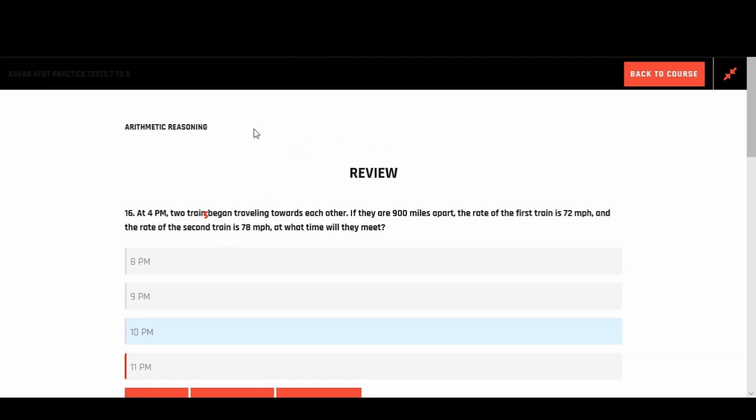Okay, so whenever I see problems like this, I recognize that I'm dealing with the essential ingredients of the distance formula: distance, rate, and time. 900 miles is distance in my mind. A rate of 72, a rate of 78. And the question is, what time will they meet? So I got my T right there. So we have two rates, rate 1 and rate 2, a distance and a time. Now I have to figure out how I can use these numbers and the distance formula to solve this question.